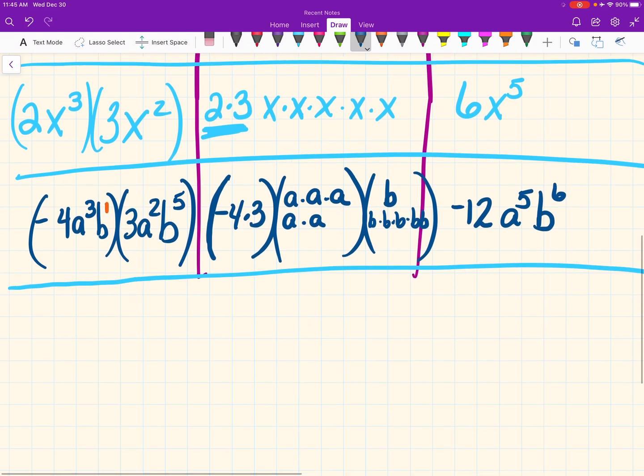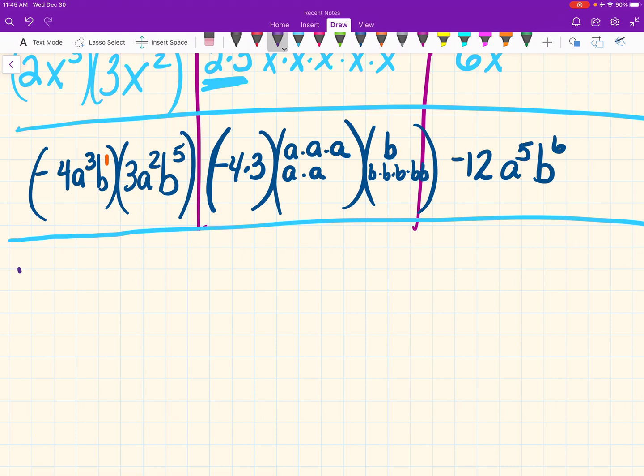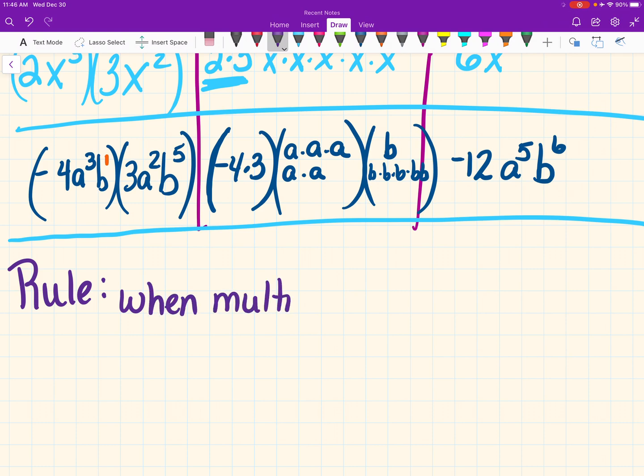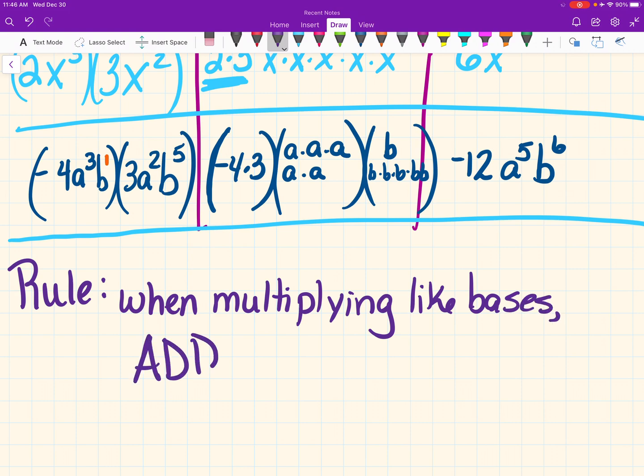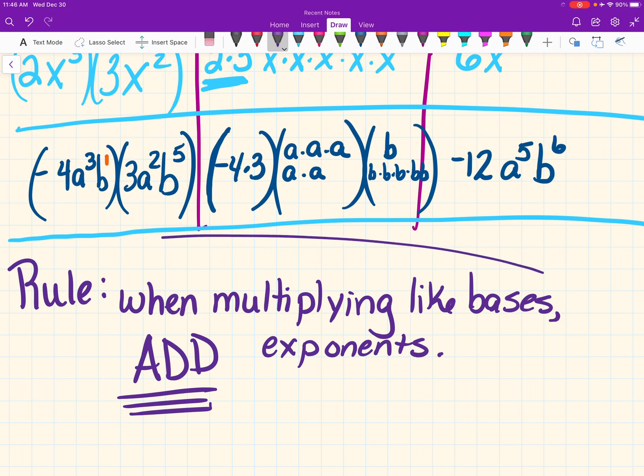Okay? So let's write out the rule. For those of us who are structural thinkers and just want to see the rule: when multiplying like bases, and you probably figured this out, we are adding the exponents, and you see why from up there. Okay, so that's the major rule that you have to remember.